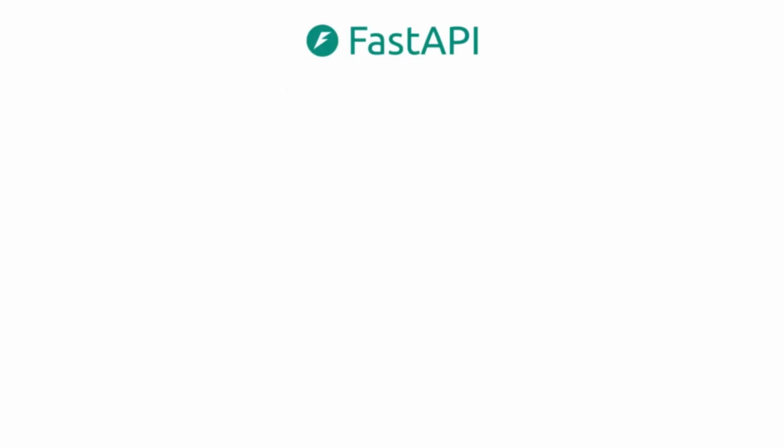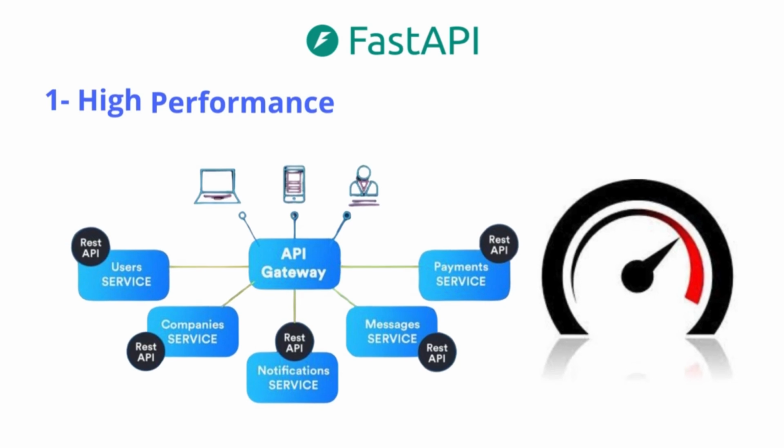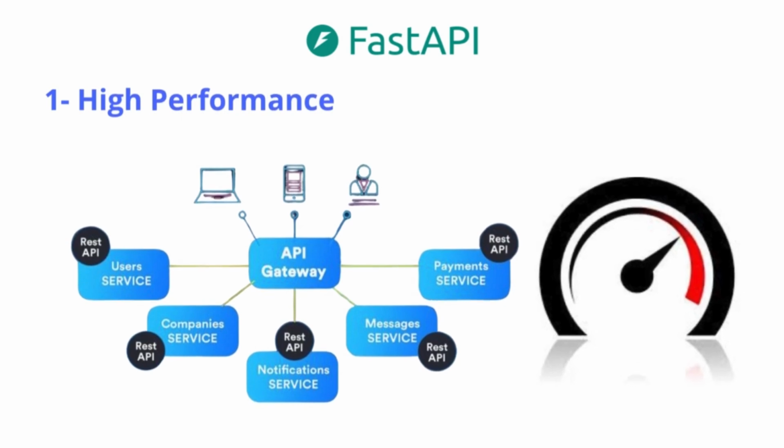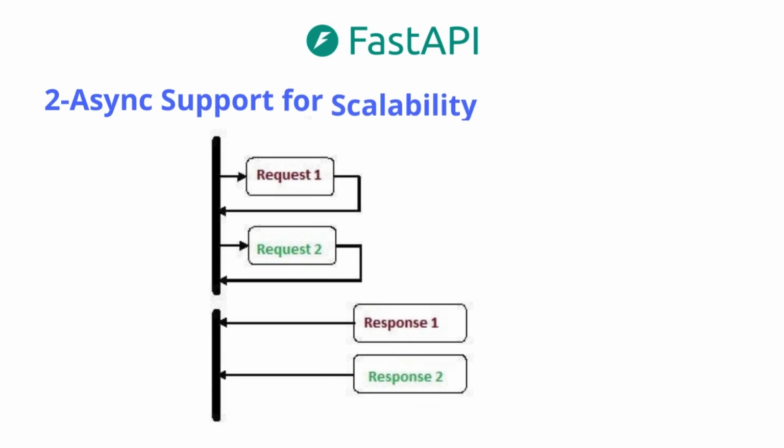First, we have FastAPI. Here are 7 things to remember. 1. FastAPI is known for its high performance and speed, making it a great choice for building APIs and microservices. 2. It has built-in async support, allowing it to handle multiple requests concurrently, improving scalability.